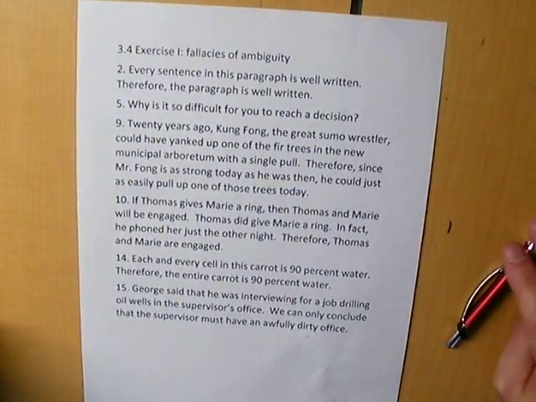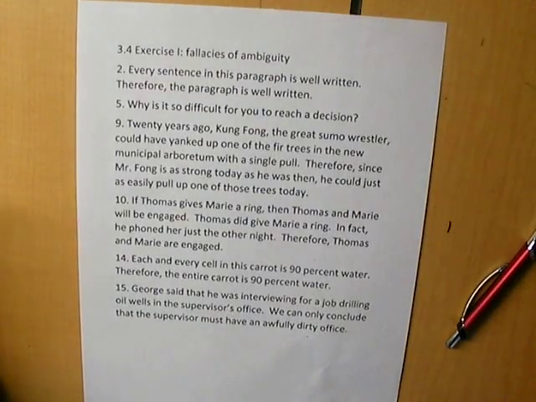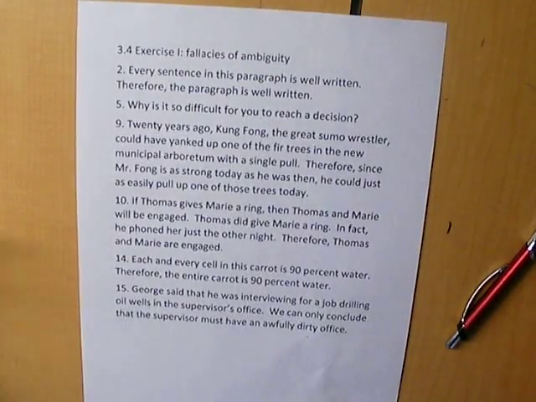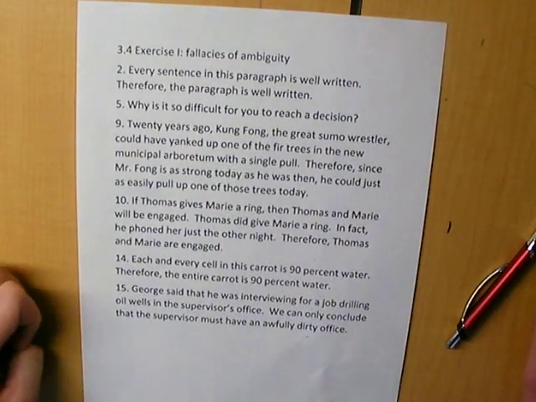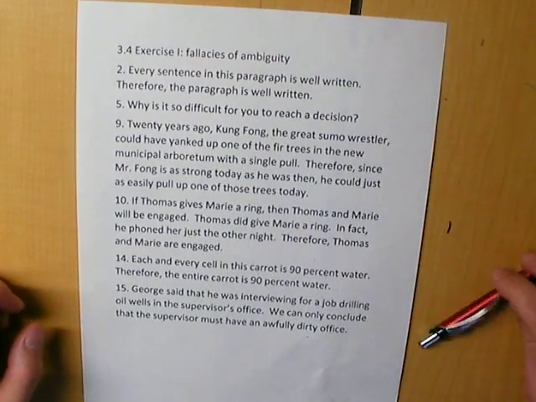All right, let's take a look at the last section in Chapter 3, namely Section 4. Let's practice as usual. Exercise 1. These are the fallacies of ambiguity. So problem 2 in the text, if you'd like to follow along. Every sentence in this paragraph is well written, therefore the paragraph is well written.